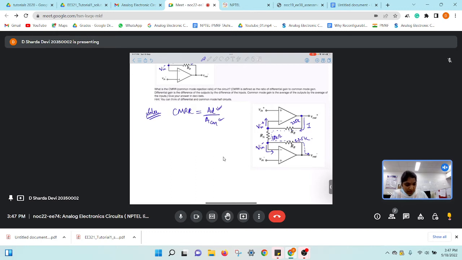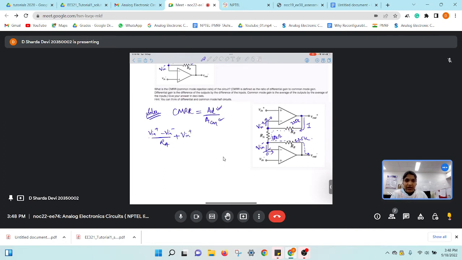No, right? This will be 0, this will also be 0 because the input current to an op-amp is always 0. So we'll take that advantage as well. Now simply I'm going to write KCL. So Vn plus minus Vn minus by Ra plus.